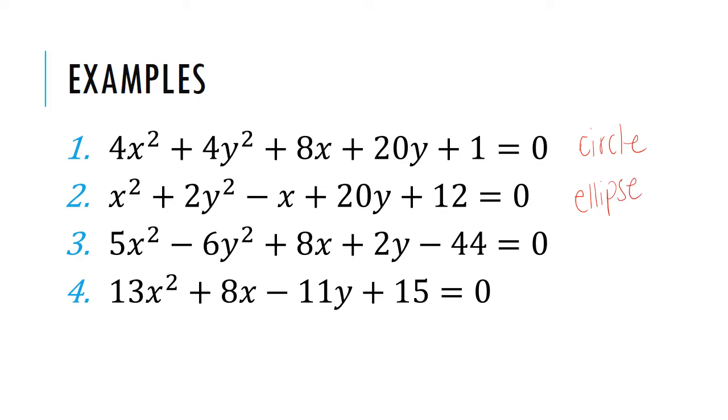For equation number 3, a and b are not equal and they have opposite signs. That is, a, the coefficient of x squared, is 5, which is a positive sign, and b, the coefficient of y squared, is negative 6, which is the opposite sign of a. Therefore, our third equation represents a hyperbola.